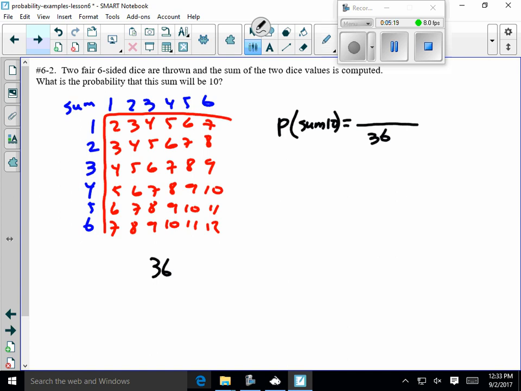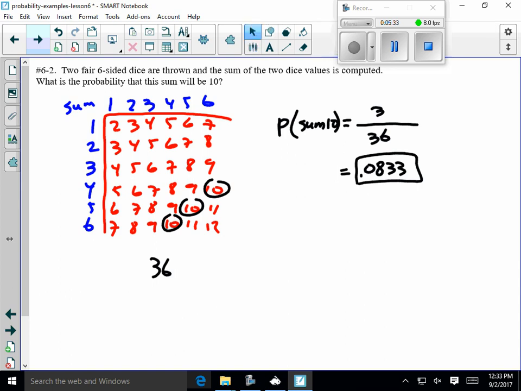And how many of those would be a 10? 1, 2, 3 of them. So 3 of the 36. So I think the probably most straightforward way to do the problem would be that, and it would turn out to be 0.0833. It's not the only way to do it. This is the idea that we would just consider the sums themselves as the event, and that means this is a single event, right? So we can just use equally likely cases.